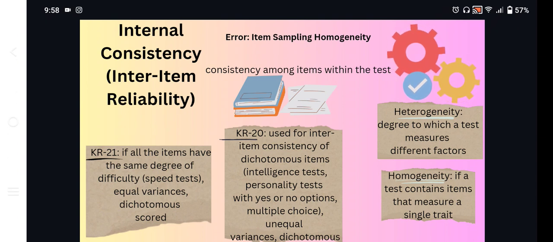Heterogeneity is the degree to which a test measures different factors, more than one factor or trait. More homogeneous is equal to higher inter-item consistency.